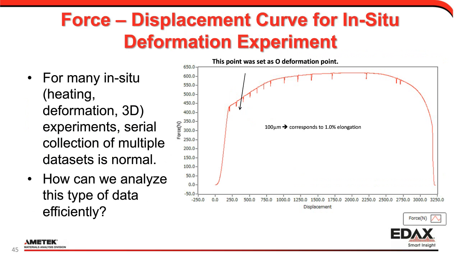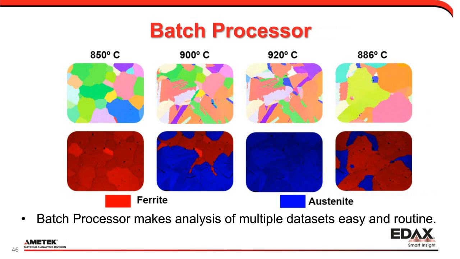And then just as a conceptual idea, this is an example from an in situ deformation experiment. So we deformed a material and we took OIM maps along different places along the curve here. And so we end up with multiple data sets. And the idea is, how can we analyze this data efficiently? That leads to the idea of a batch processor.